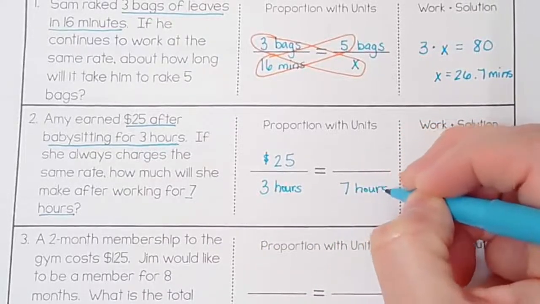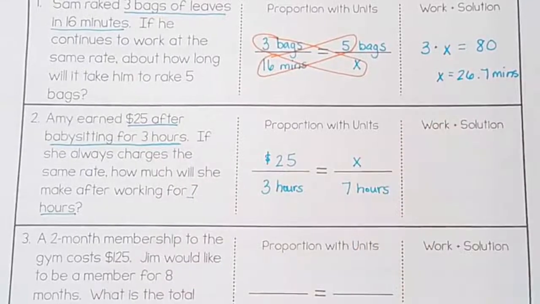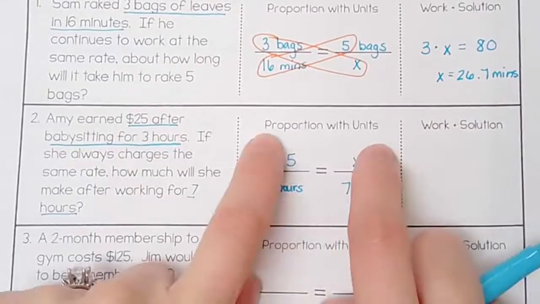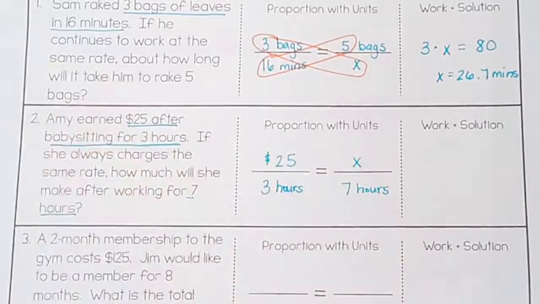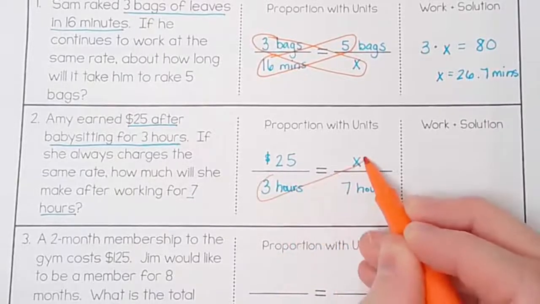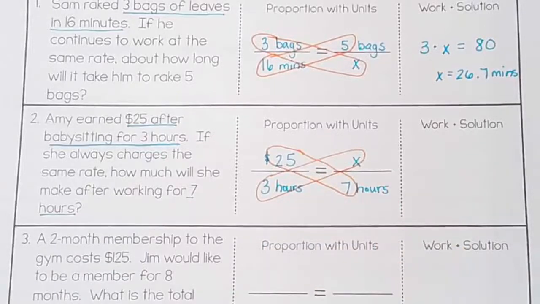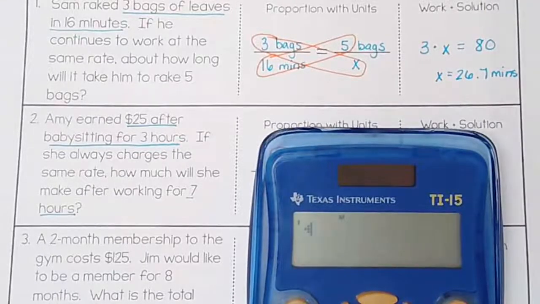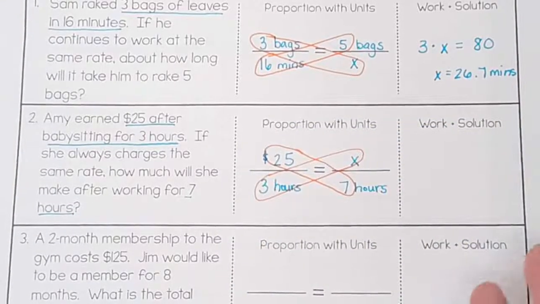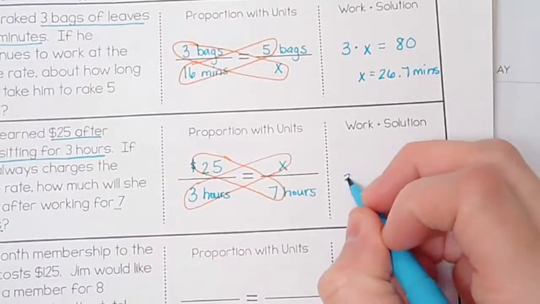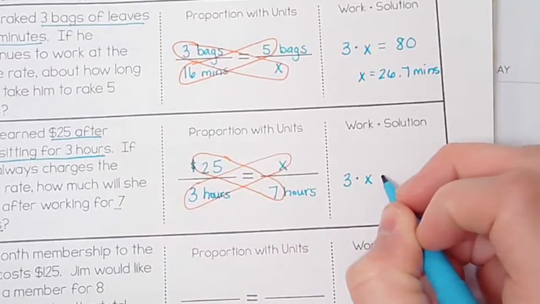Okay? Once again, we have to solve the proportion now. So I'm going to cross multiply. Okay, so I take my calculator. I'm going to do 25 times 7. I get 175. So on this side, I've got 3 times x equals 175. So now I'm going to divide by the number that I have left. The only number I have left, again, is 3. So I'm going to take 175 divided by 3.